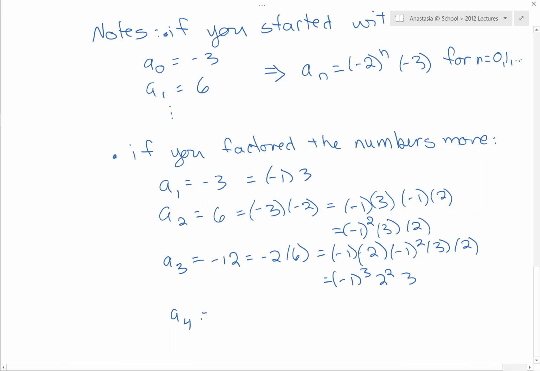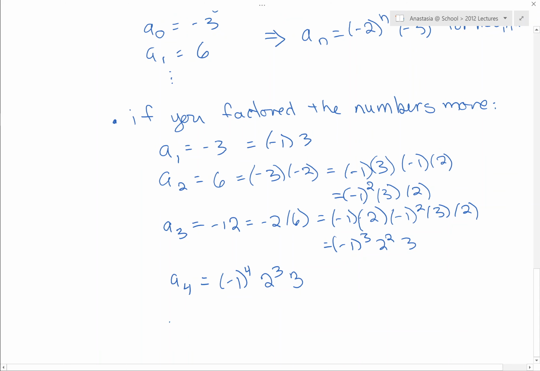A sub 4, if you continued this, you would end up getting it written as -1 to the 4th, 2 cubed times 3. So then the pattern in this case is that a sub n would be, let's see, for a sub 1, we have -1 to the 1st power. A sub 4, we have -1 to the 4th, so that means -1 to the n. We have 1 less than that for the power of 2, so we would have 2 to the n minus 1, and then we would multiply that by simply a 3. Okay, so that's another option.